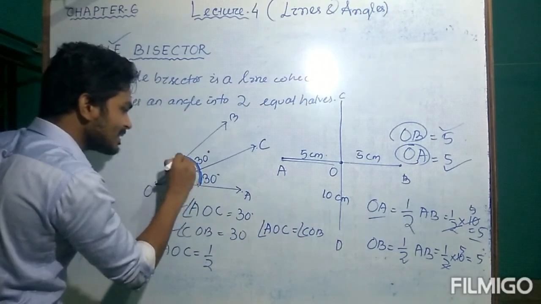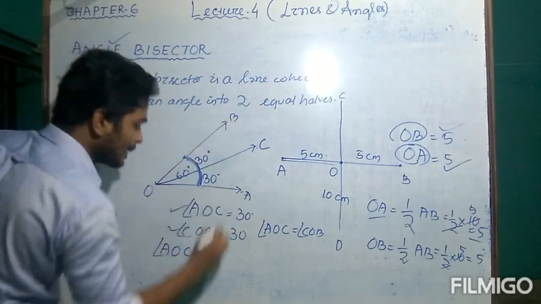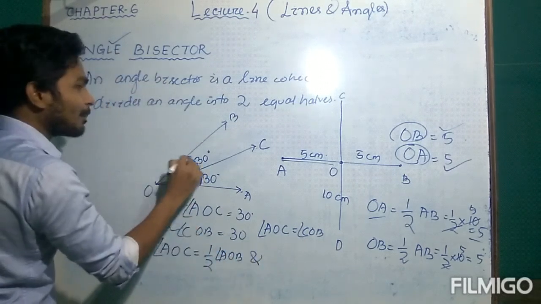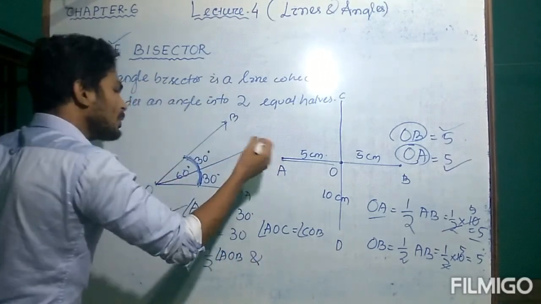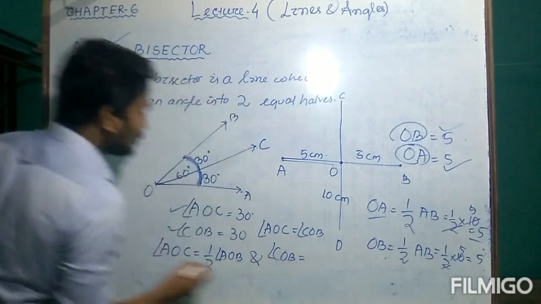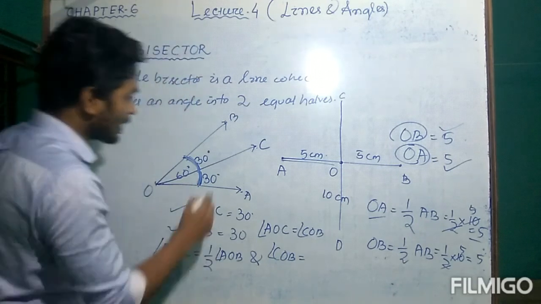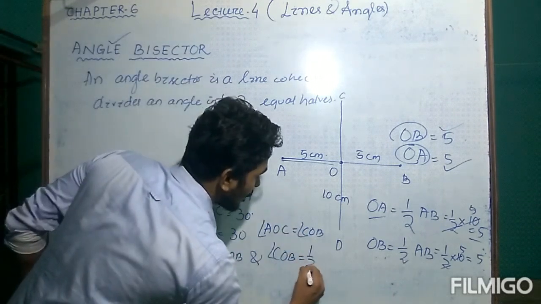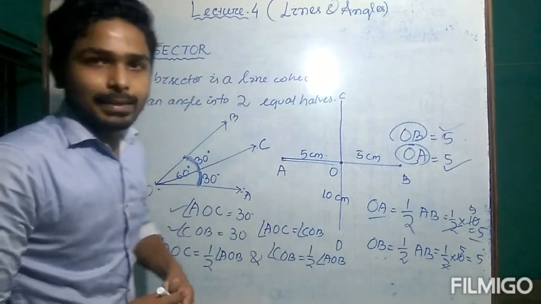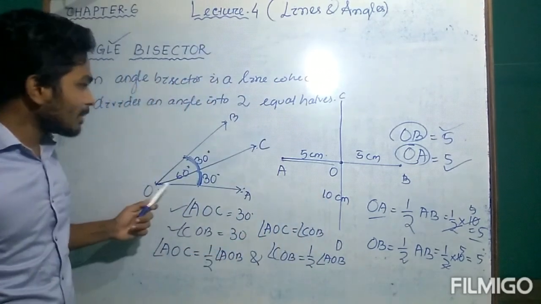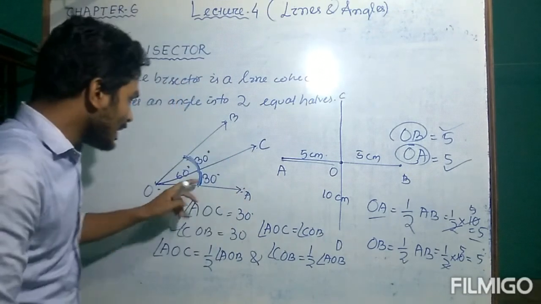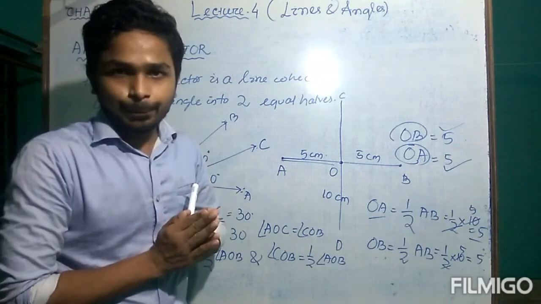What is the total angle? This is AOB, and this other half BOC, or you can take COB, is equal to half of the total angle. Total angle is AOB, so half of the total angle. So this is the concept about angle bisector. So ultimately we get that an angle bisector is a line which divides the angle into two equal halves, so that each half is equal to the other.